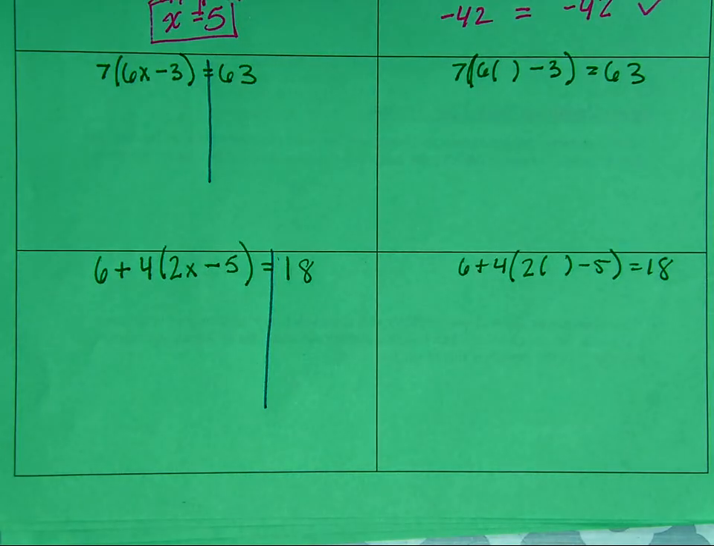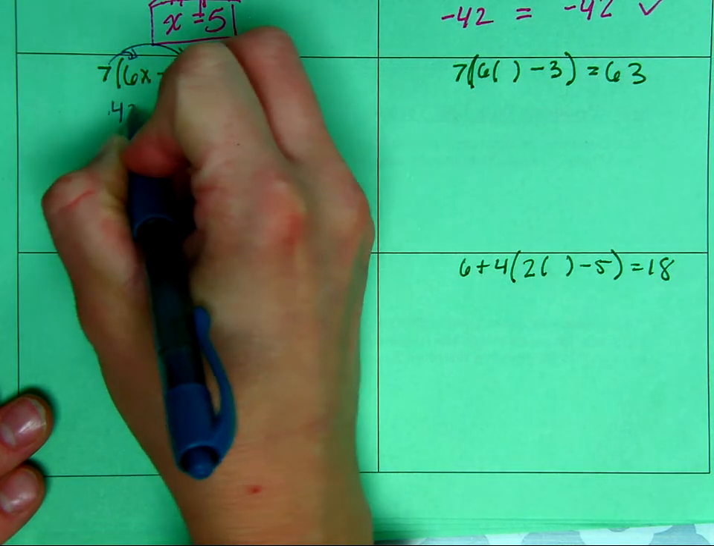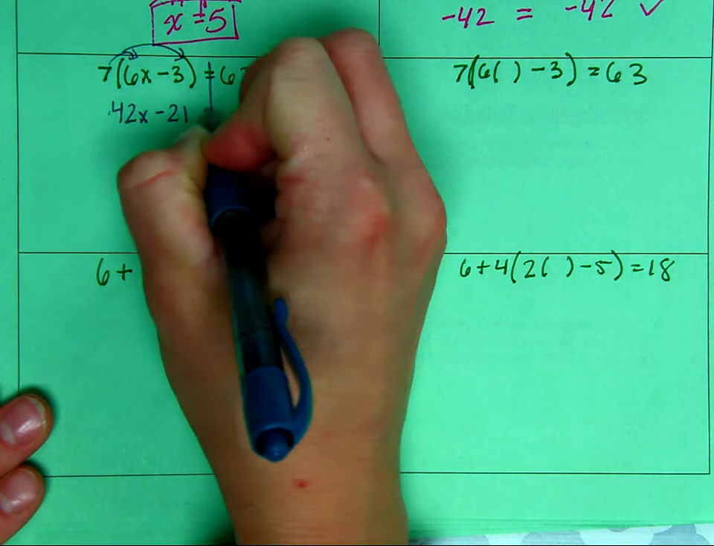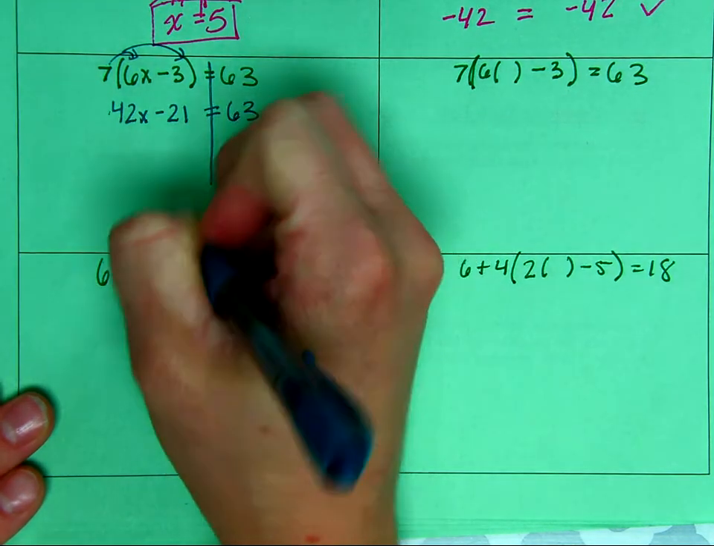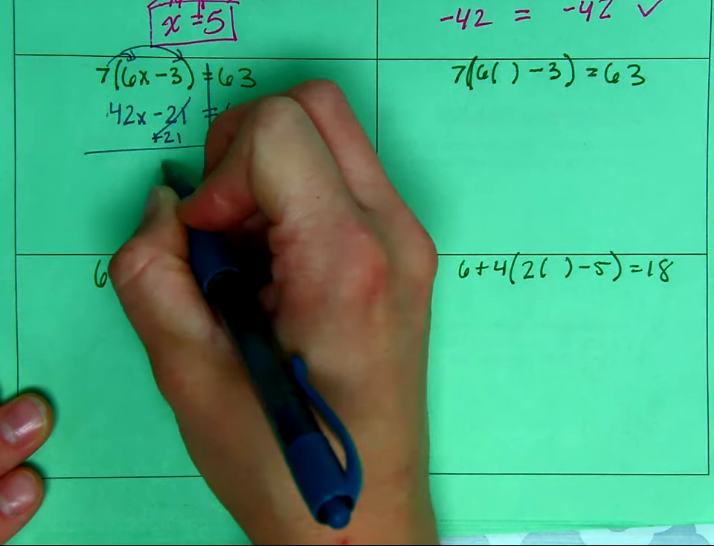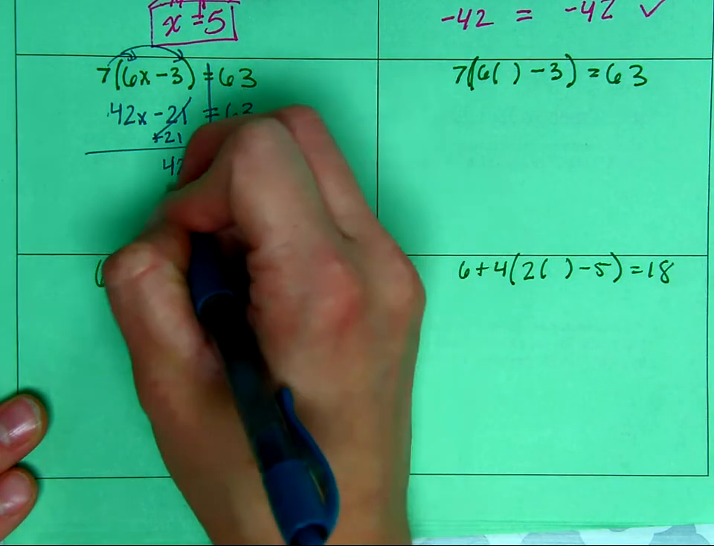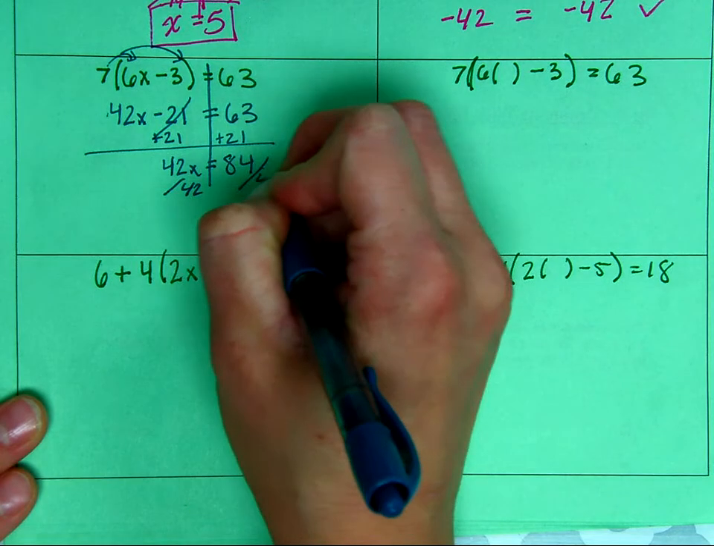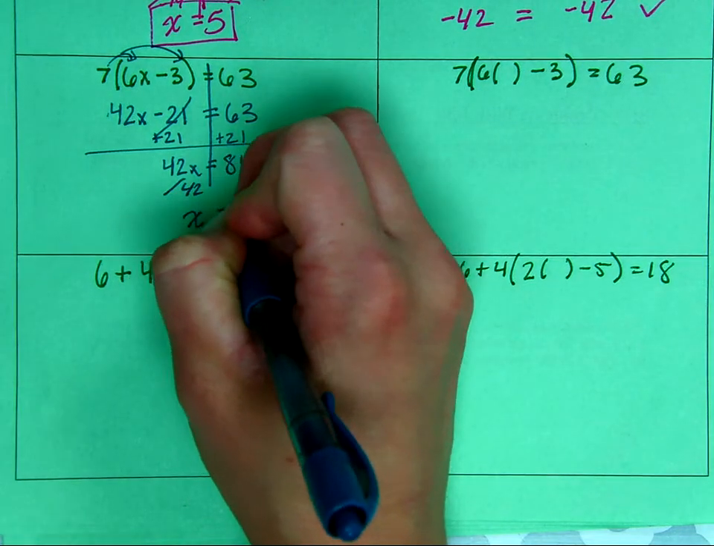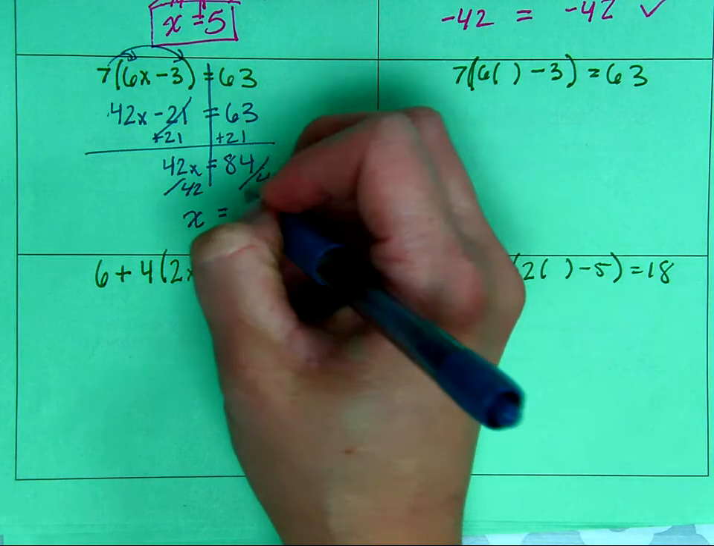Right, so first one, distributing that 7 to both terms, I get 42x minus 21 is equal to 63. Then I need to cancel my 21. So I bring down my 42x is equal to 84. Divide both sides by 42. X is equal to 2.